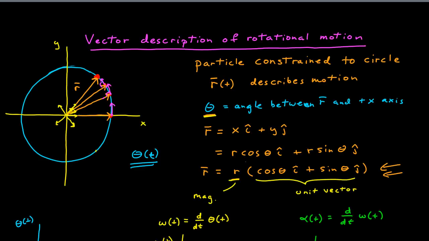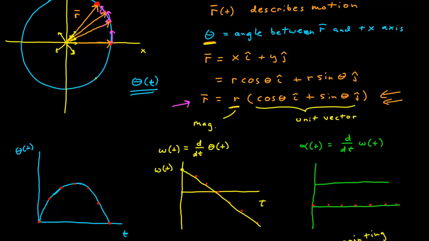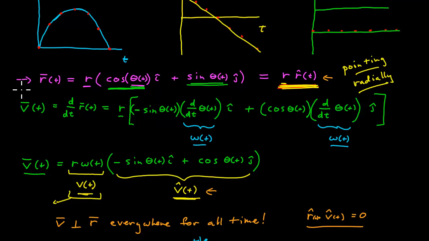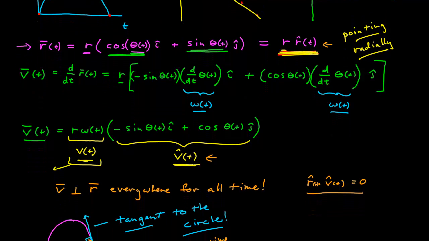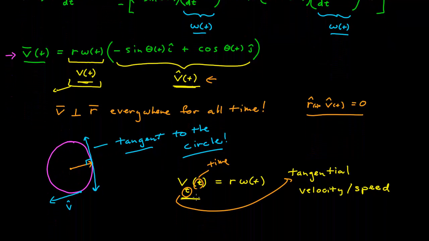So in the last module, we started looking at the vector description of rotational motion. And we came up with a vector description of position, which described the object moving in a circle as a function of time. It looked like this. And then by differentiating, we were able to come up with an expression for the velocity as a function of time. And we noted the relationships between them. They're always perpendicular, as well as the speed, or the tangential velocity, is related to the angular velocity times the radius of the circle.